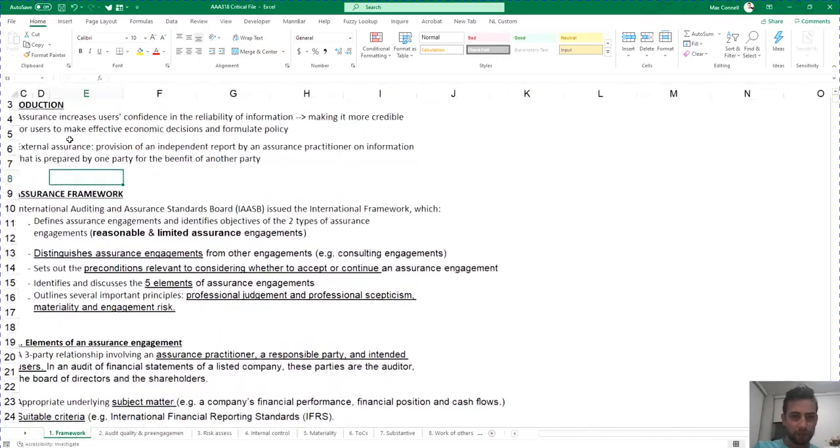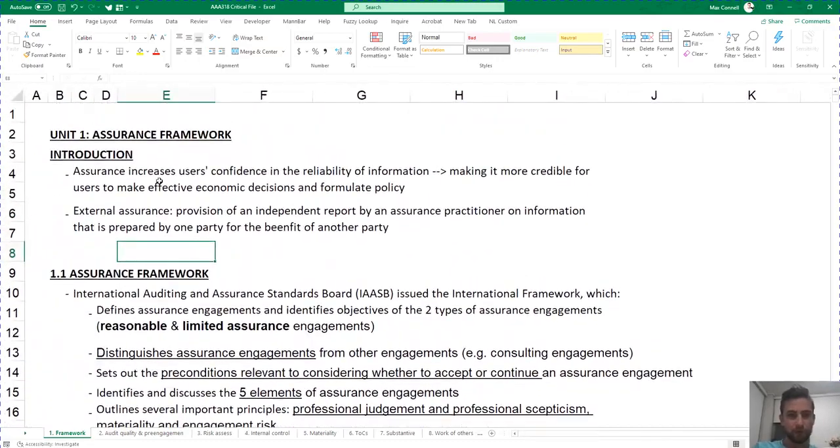So I guess first of all, what is the purpose of an audit? What is an audit? And what is assurance? So assurance is a function in the financial reporting system where it increases users' confidence in the reliability of information.